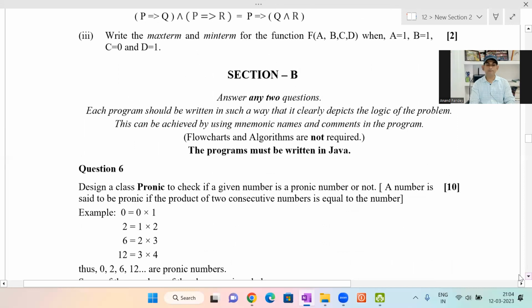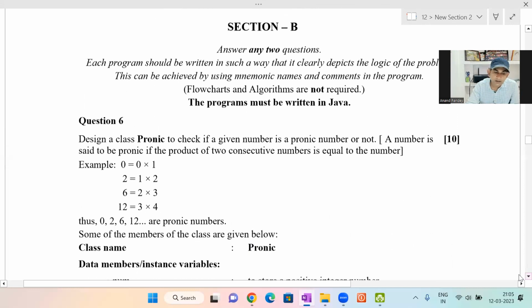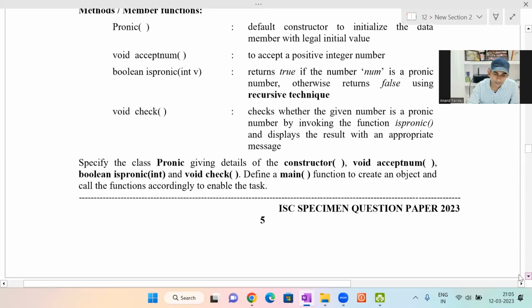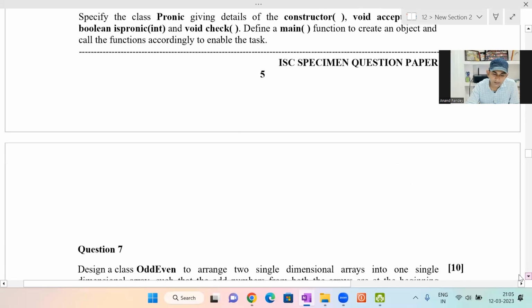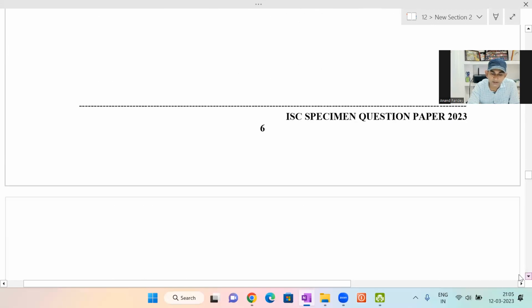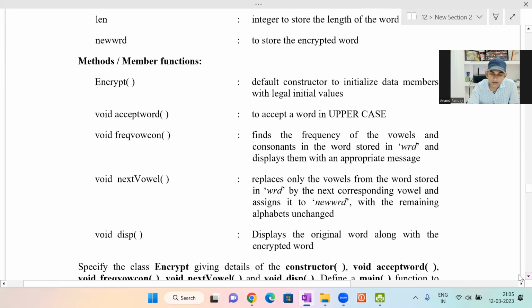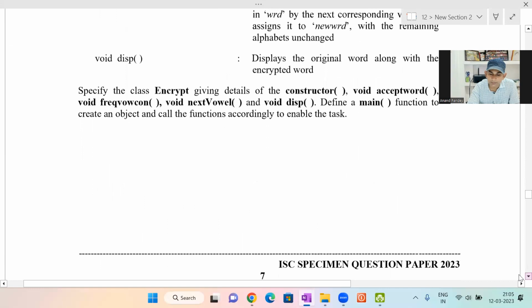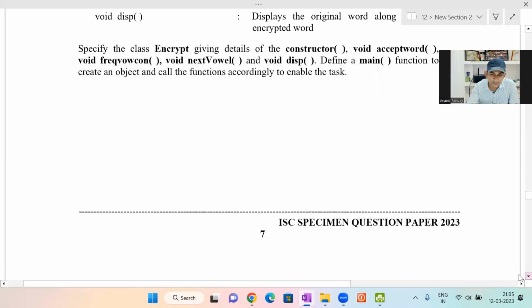Now section B. In section B you have 3 programs, and out of the 3 programs you have to attempt only 2. I am showing this section B. Each is of 10 marks: question number 6, question number 7, question number 8. You can see all 3 questions are programs. Out of the 3 programs you attempt only 2, each of 10 marks.